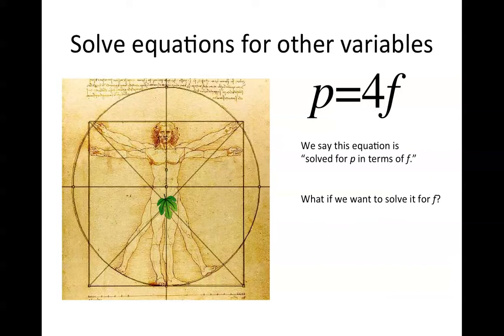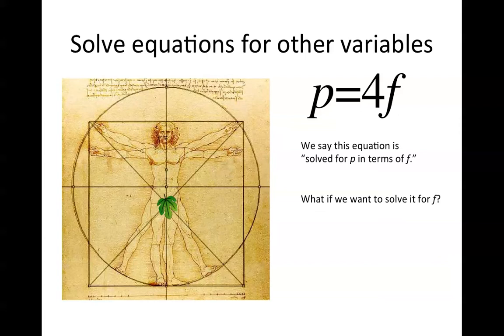Here's something else you can do. You can solve this equation for a different variable. In this case, we say the equation is solved for P in terms of F because it says that P is equal to something, and the something contains another variable F. What if we wanted to rearrange that and solve this equation for F in terms of P? In other words, to have it say F equals something containing P.